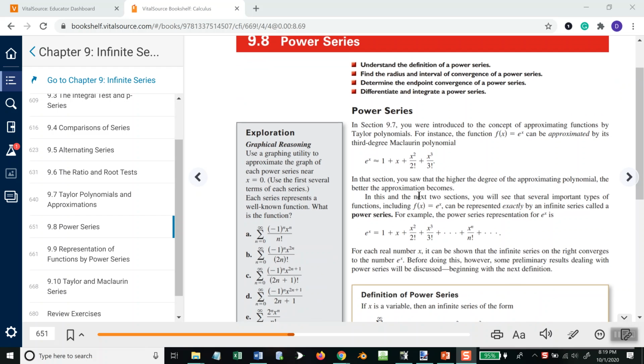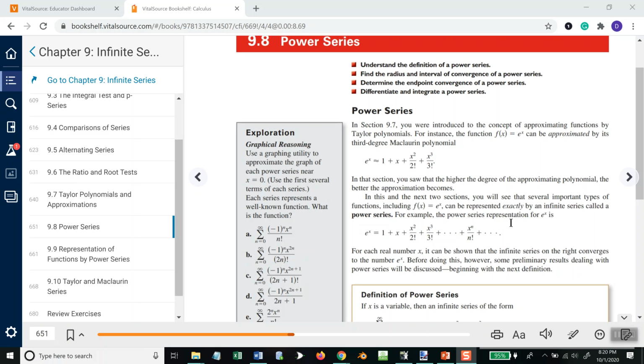We didn't explore that, but I mentioned it. I said if we kept taking n higher and higher, the approximation becomes better. In the next two sections, you'll see that several important types of functions, including f of x equals e to the x, can be represented exactly by an infinite series called a power series. So it's not an approximation; it comes out exact.